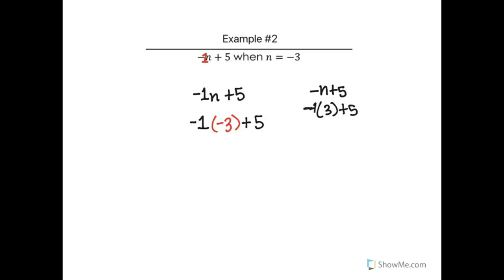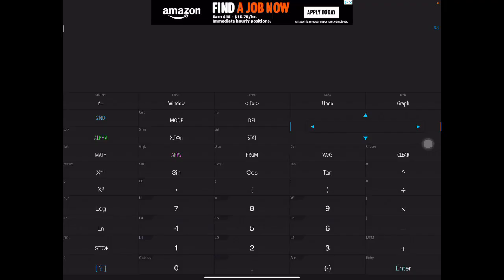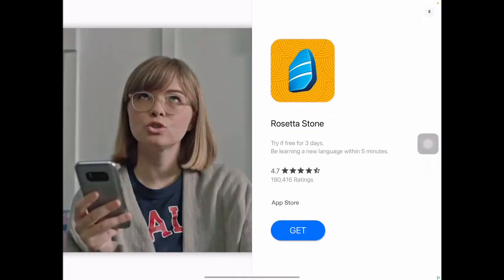I have to keep the negative 1 that was already a part of my original expression, and I also have to keep the negative of the number that they've given us. Okay, so that's why it's very important to always make sure that you have the coefficient of the variable before you start plugging in your numbers. Now in this one, here's how we put it in the calculator.